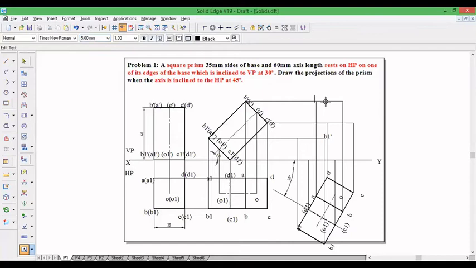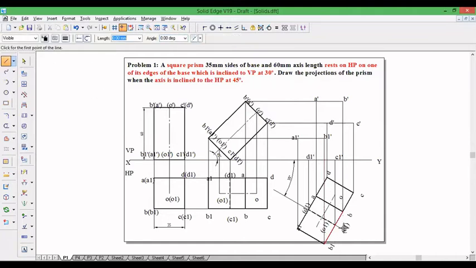So this is A dash, this is B dash, C dash, D dash, A1 dash, B1 dash, C1 dash is here, and D1 dash.